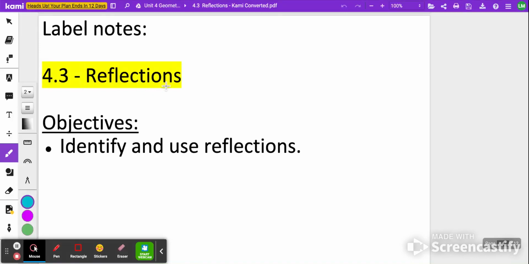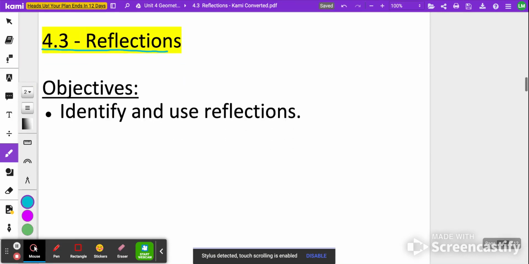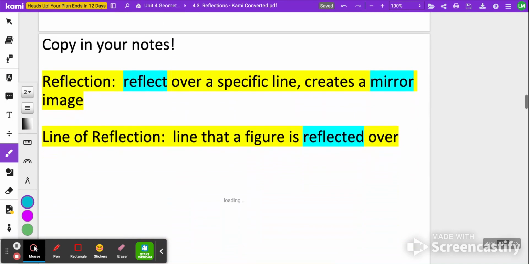Today we're going to be looking at lesson 4.3, reflections, and we're going to be able to identify and use reflections. The first thing we want to know is what is a reflection, and that is just when you reflect over a specific line, and that's going to create a mirror image. That line of reflection is the line that the figure is reflected over. Make sure you pause the video here so you can write down our 2 vocabulary words, and when you're ready to go on, click play.